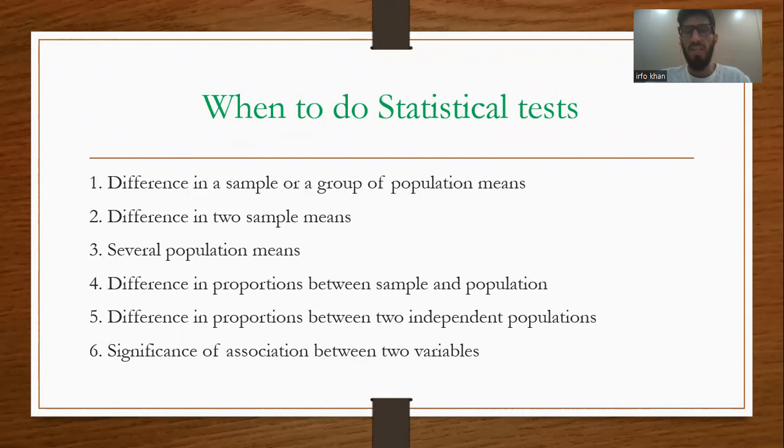The third one is that if we have several population means and we want to compare between them, we also use the statistical test. And the fourth one is difference in proportion between the sample and the population. So if we don't have a mean, but we have the data in frequencies and percentages, we can also use the statistical tests. Okay, the fifth is difference in the proportion between two independent samples, and the sixth one is significance of association between two variables. Like we want to associate two variables, we still use statistical tests.